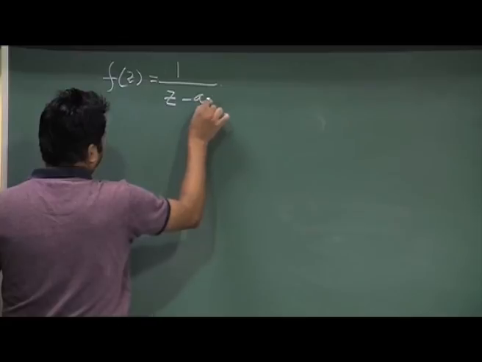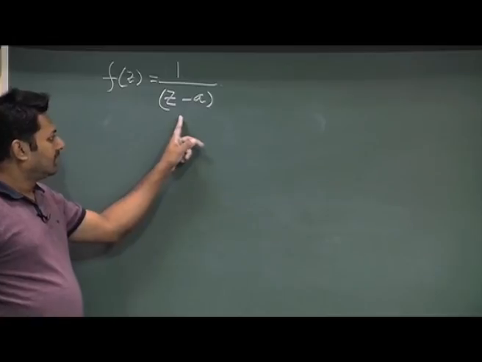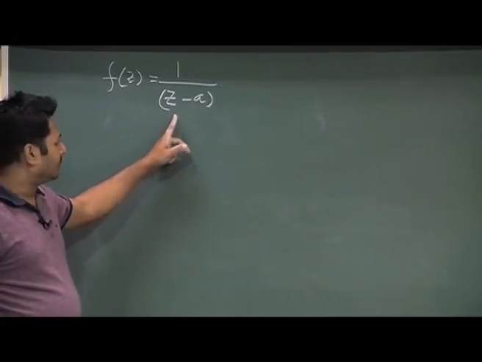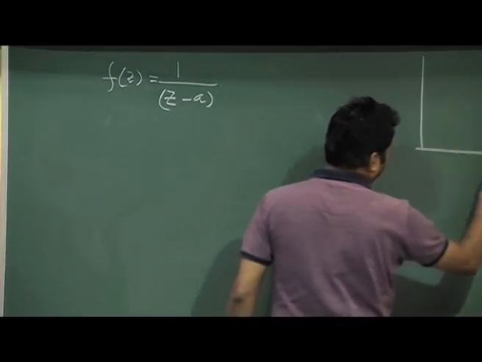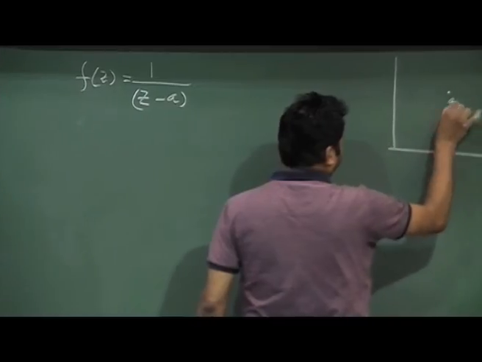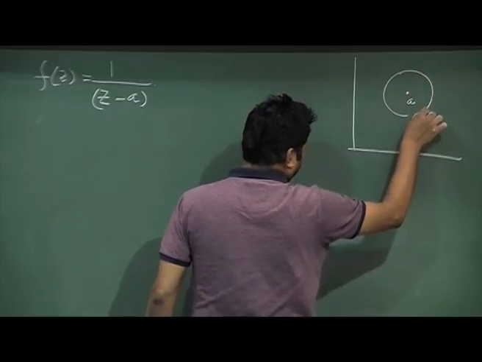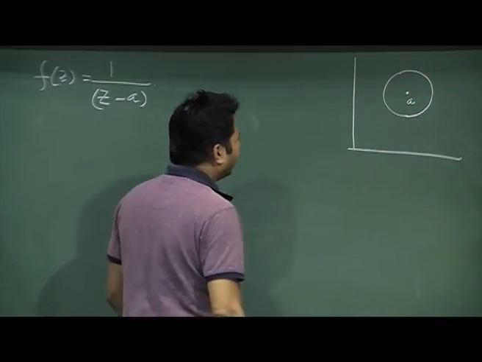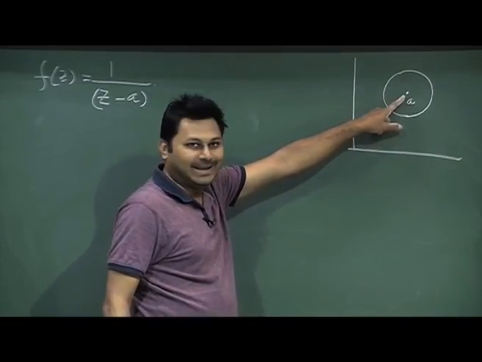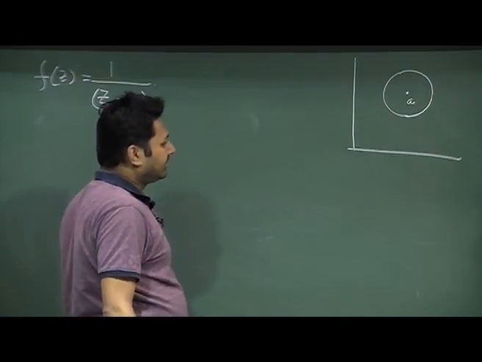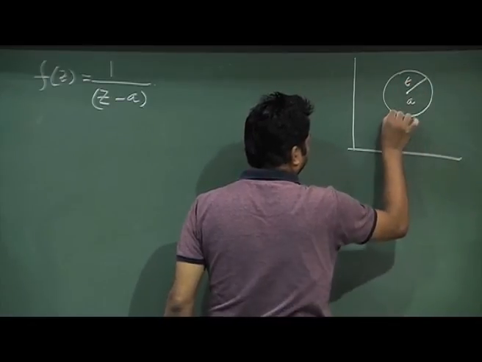f(z) is now 1 by z minus a. I want to evaluate this quantity. Let me write the region here, which region I want to find. Here the point is a and this is the circle I have, and I want to find out the integration here. Now, if you see, the point a is inside the circle, with radius epsilon, and this is my z point.